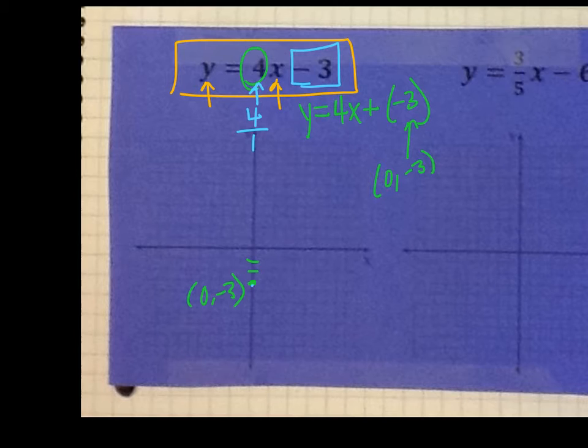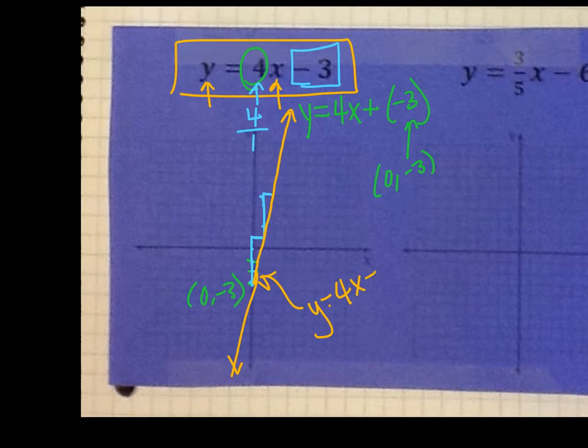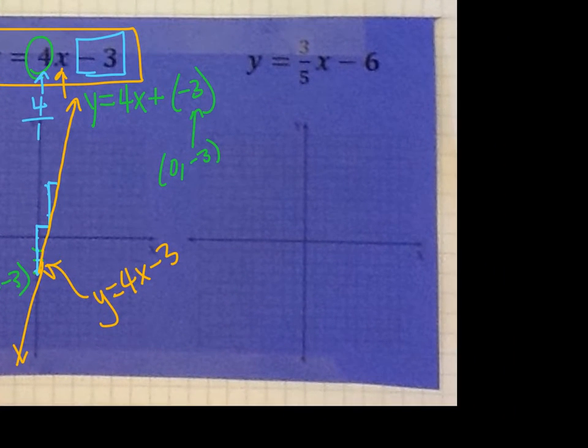From this starting point, I am going to go up 4 numbers and to the right 1 number. So I'm essentially working backwards from what we've been doing for the last couple of days. So I'm going to go up 4 and to the right 1. Then I can slowly start connecting these dots and making this nice steep line on my graph. And I'm done. I have just graphed the line y is equal to 4x minus 3. We're going to do one more example right here.